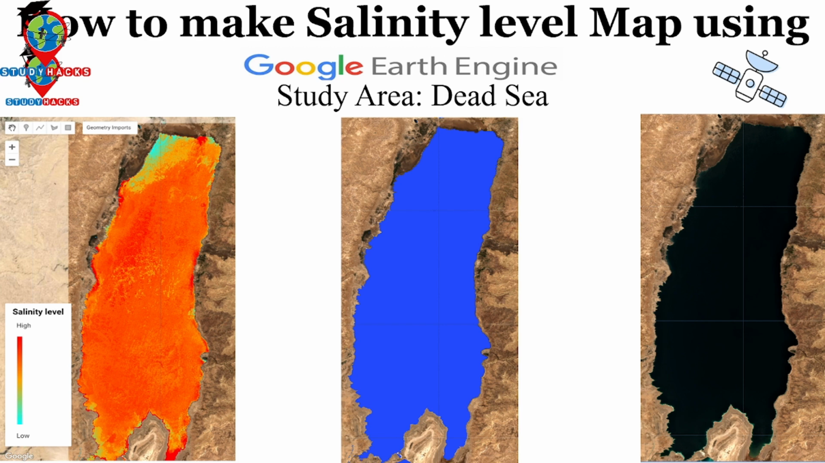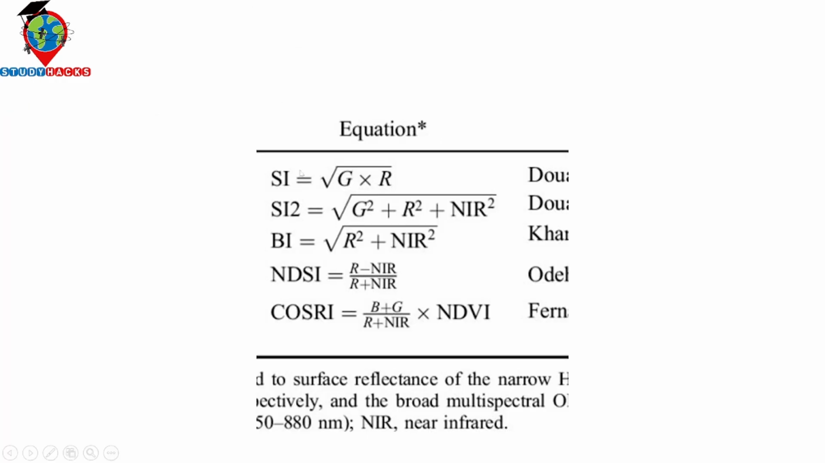There are a lot of equations for that. NDSI is employed to estimate the salinity of water bodies based on the reflectance of a specific wavelength of light, which can provide critical insight into environmental and ecological processes. Here you can see there are a lot of equations. Here you can get the SI, and you can see the different types of bands.